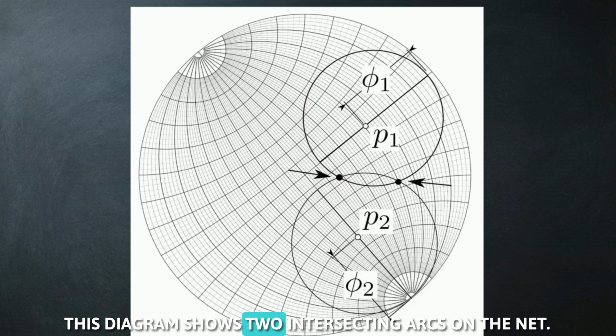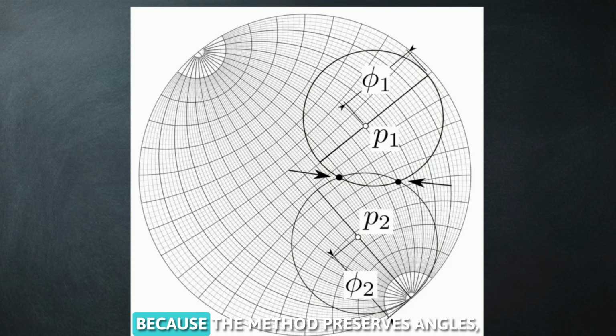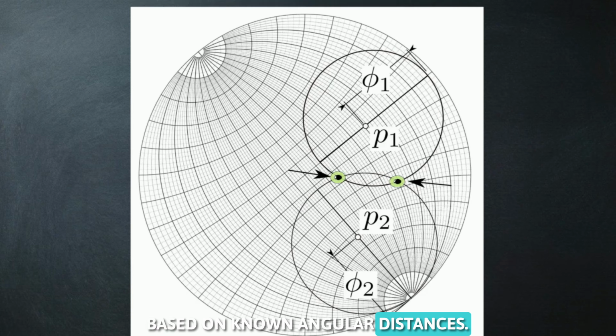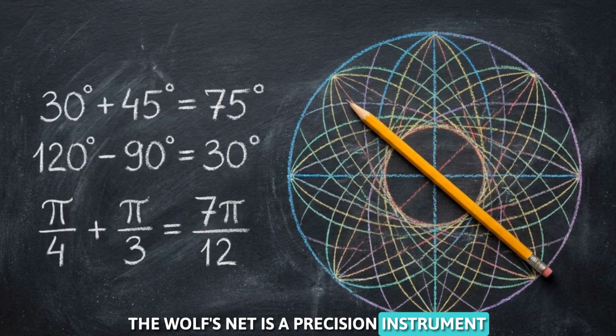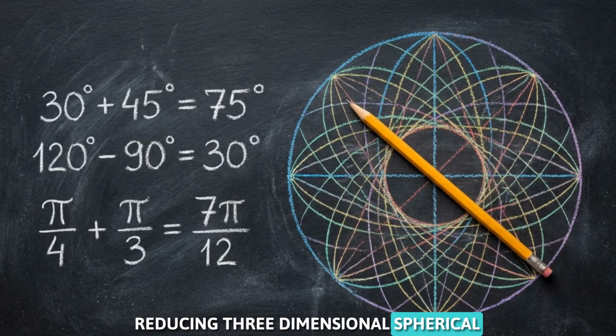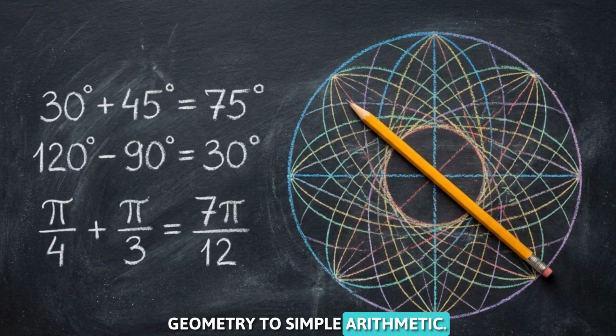This diagram shows two intersecting arcs on the net. Because the method preserves angles, we can use these overlapping radii to triangulate exact pole positions based on known angular distances. The Wolf net is a precision instrument for reading orientation data, reducing three-dimensional spherical geometry to simple arithmetic.